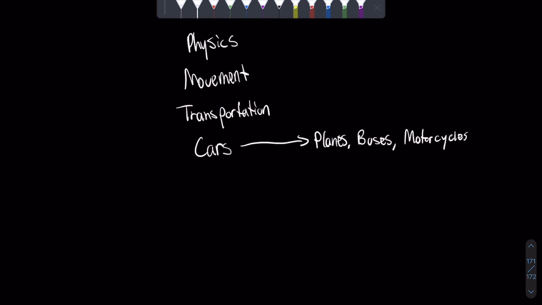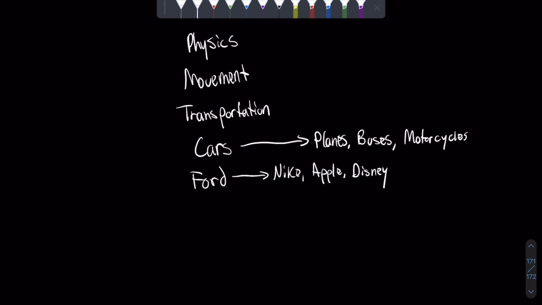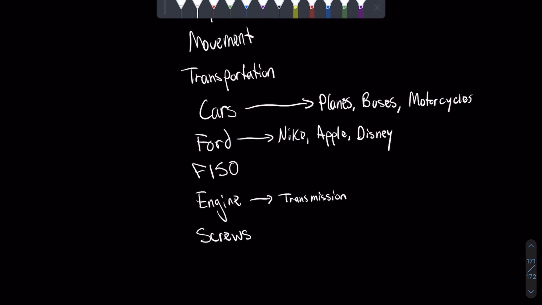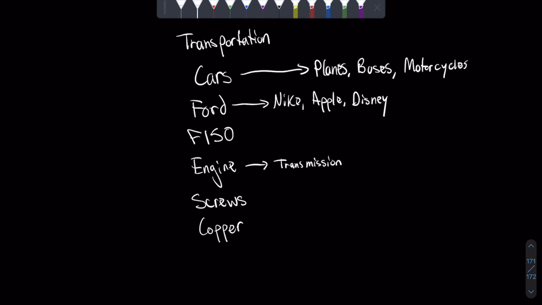All right, now the final one, if we're going to chunk down from a car, what makes up a car? So you could think there are car brands, that's an example. There are F-150s that make up Ford. Engines make up those trucks. Screws make up those engines and the parts of a truck. Copper makes up the wires. There's also iron. There's also steel.